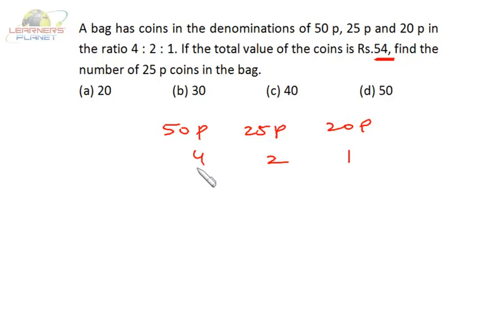Now 50 paisa is half of a rupee. That means if there are 4 coins, we'll be having 4 by 2 in terms of rupees. In this case, we'll be having 2 by 4 since there are 4 coins in 25 paisa, and 20 paisa will be having 5 coins of 20 paisa in 1 rupee. So this was the coin ratio and this is the value ratio.